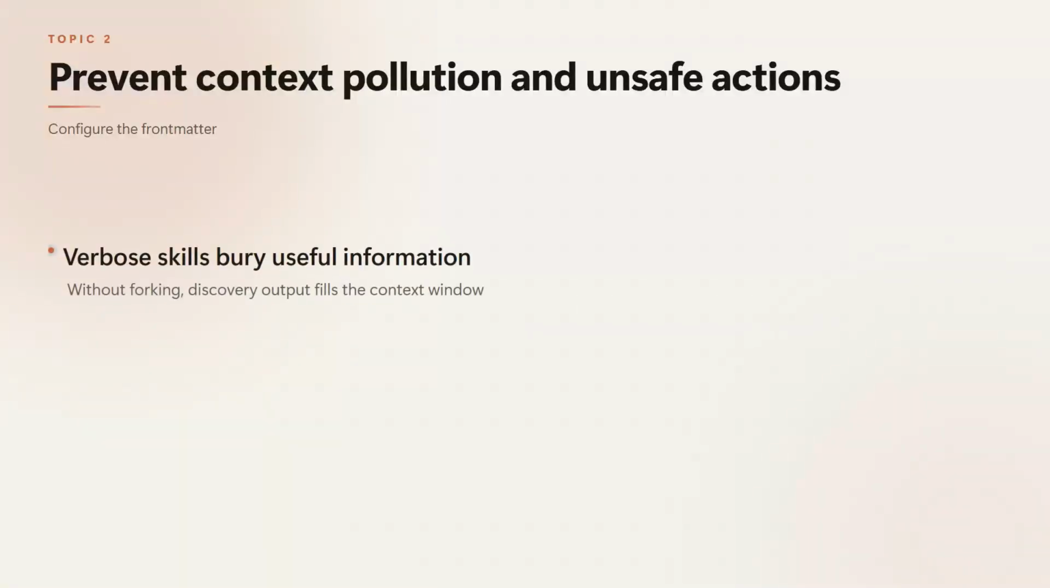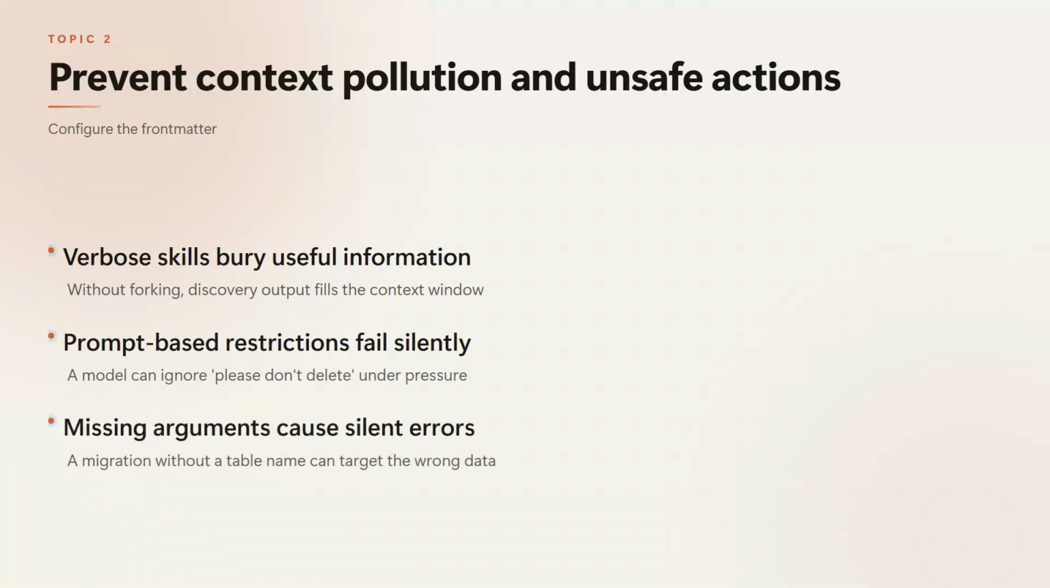Without context: fork, a codebase analysis skill dumps thousands of lines into your conversation. You lose the summary in the noise, and you pay for every token. Without allowed tools, a scaffold skill that also runs shell commands might delete files, and a system prompt asking it not to is a hope, not a guarantee. Without argument hint, a migration skill invoked bare might guess a table name and corrupt production data. These aren't hypotheticals, they're the failures that Frontmatter prevents by making behavior deterministic.